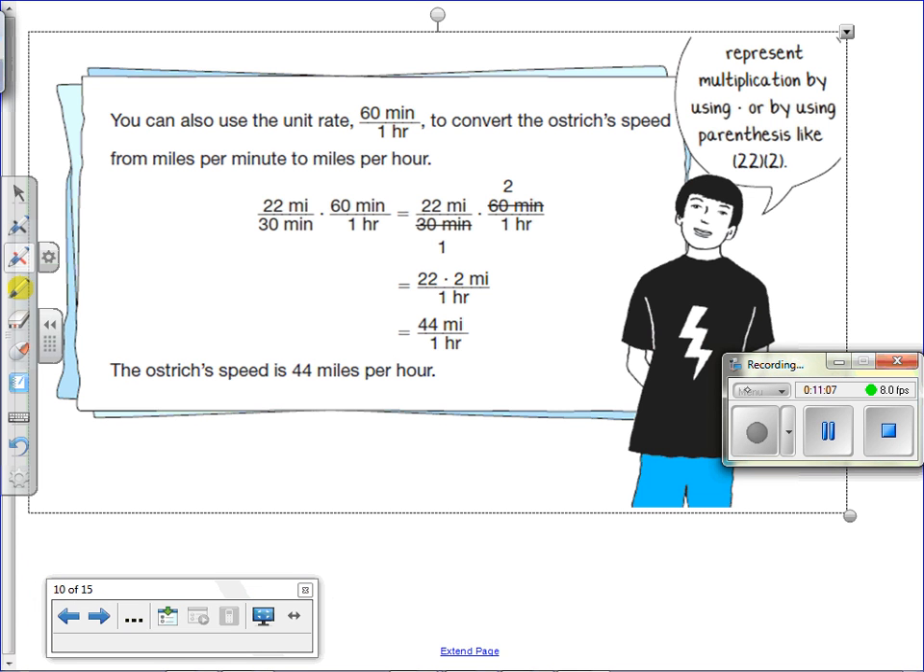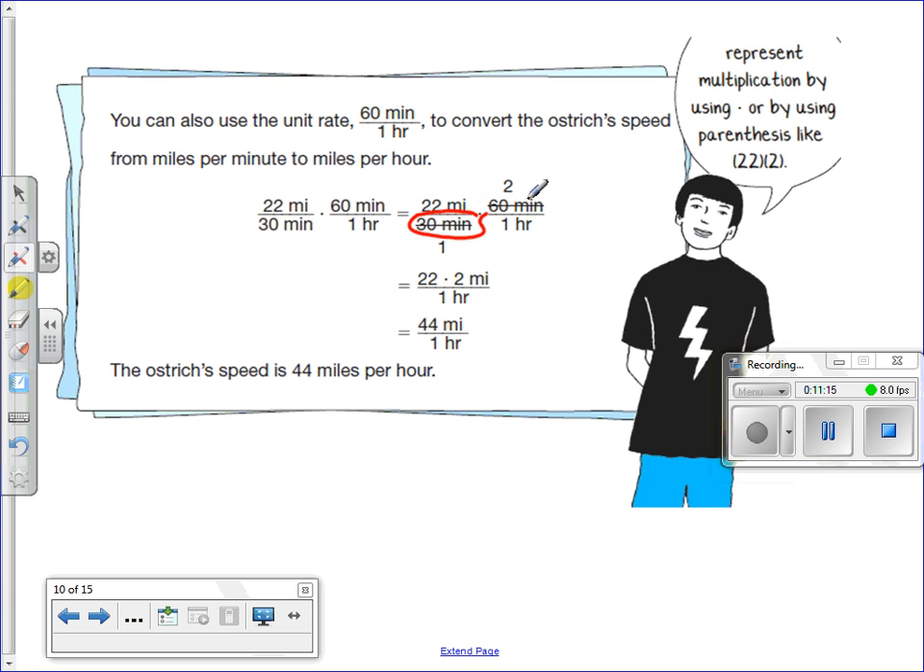So basically this is representing the same situation. So the ostrich's speed is 44 miles per hour. They just did some converting here because we have minutes over minutes, and when you have two of the same unit over top each other, they cancel each other out. That's why they marked through them. So 22 times 2 still gives me that 44, and then we have our 1 hour in the denominator.